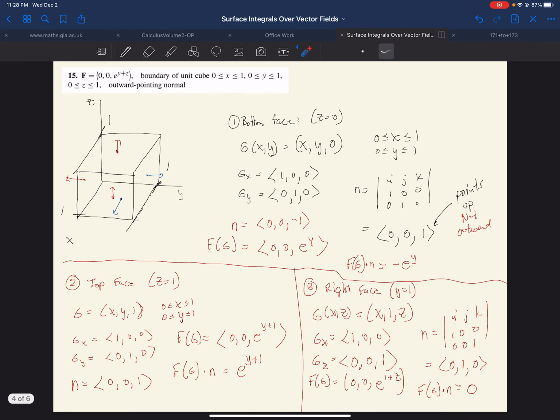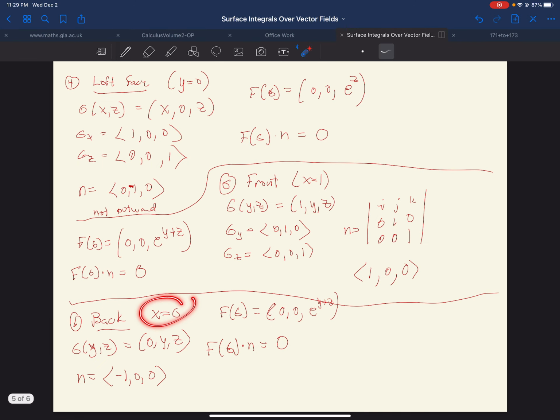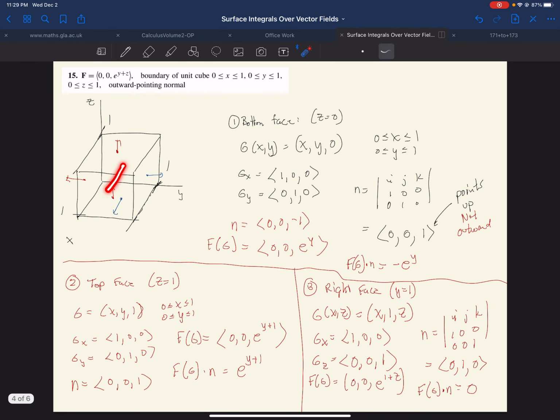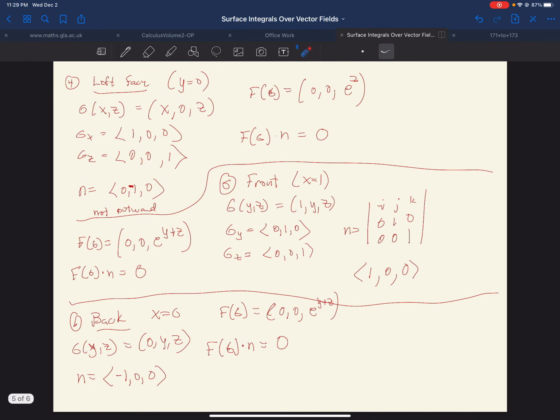The back face, x is 0 in that case. So I have 0, y, z. It's going to be the same tangent vector here, except it's going to point into the box. Now it'll point this way, and I need it to point outside. And so I manipulated that from this right here. Then when I dot, I get 0 plus 0 plus 0. That's going to be 0 also. So that doesn't contribute anything.